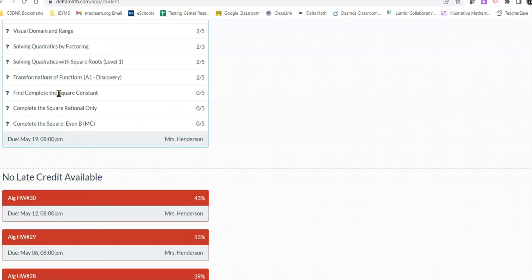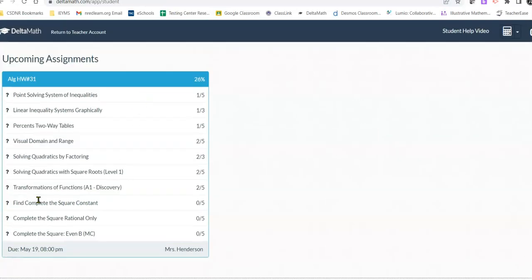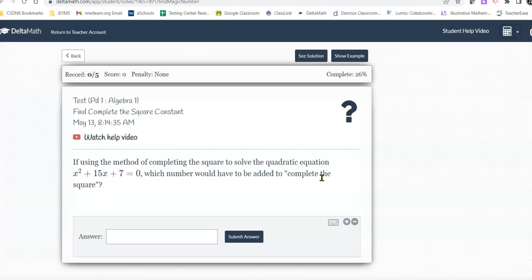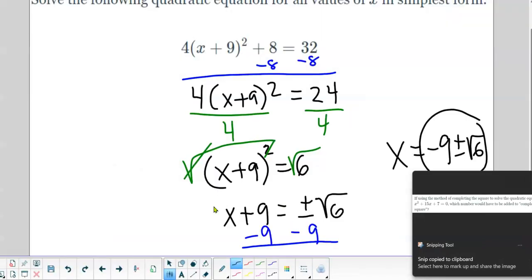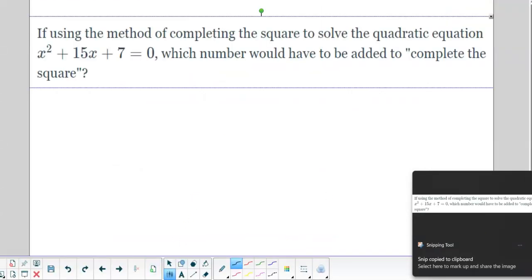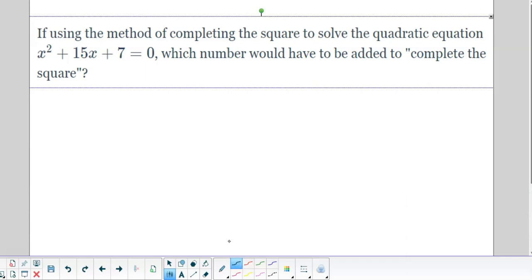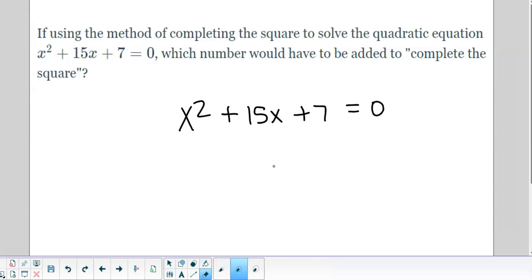Now we're going to complete the square by finding the constant that we need. And this is something new that we've been learning. So completing the square is when you deliberately try and make your sentence factorable. So here's my sentence, x squared plus 15x plus 7. And what I want to do is take this 7 and move it to the other side.